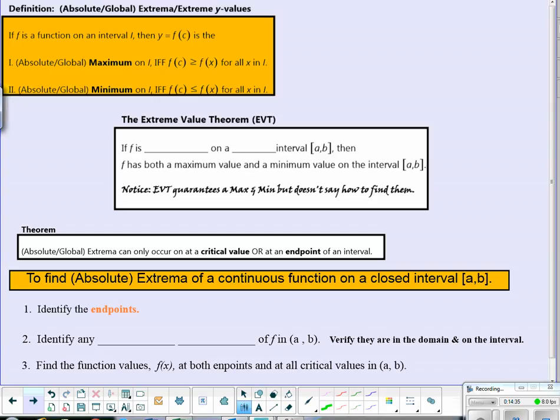All right, we hit a bunch of words here. The definition of an absolute or global extrema value. If f is a function on an interval I, then y equals f of c is the absolute maximum on that interval I if and only if f of c is greater than f of x for all x's in the interval. And then we could talk about it being the absolute minimum, which says that our particular y value is less than all other y values for all x's in the interval.